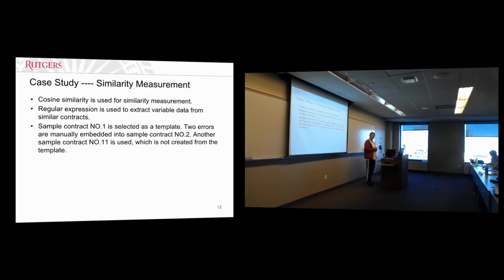Where was I? Oh, okay. I just mentioned that 2 errors were manually added into the second contract. The first error is to manually delete one of the paragraphs. And the second error is to manually add an irrelevant paragraph to the second contract. And furthermore, another sample contract, number 11, is used. This contract, number 11, is not created from the template. So this contract is totally different from contract number 1 to number 10.